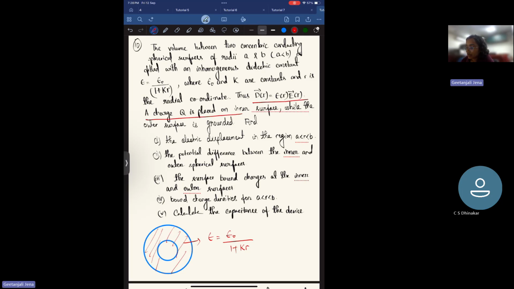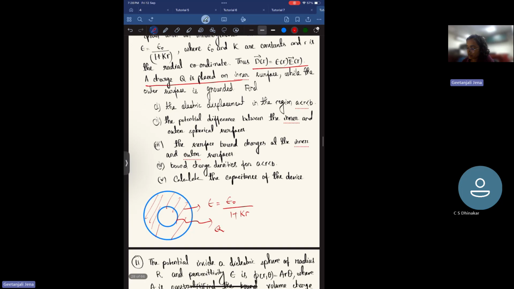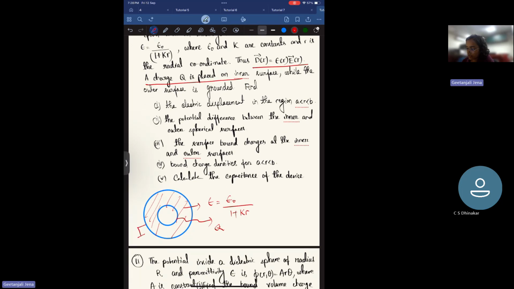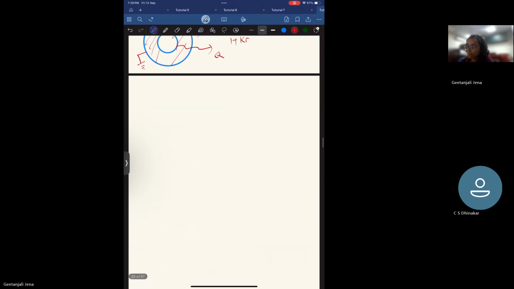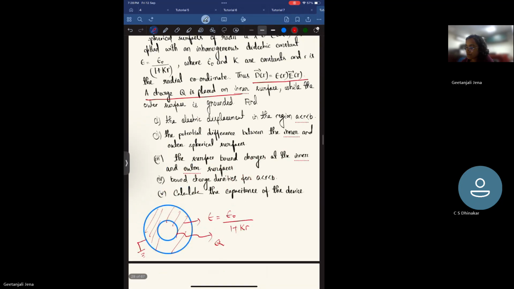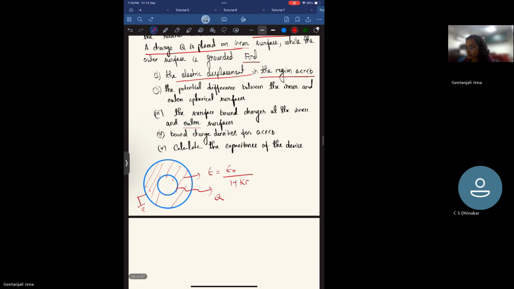A charge Q is placed on the inner surface. Q is placed here while the outer surface is grounded. So the outer surface is grounded. So we need to find out what is the electric displacement in the region A less than r less than B first. Okay, so let us see one by one.